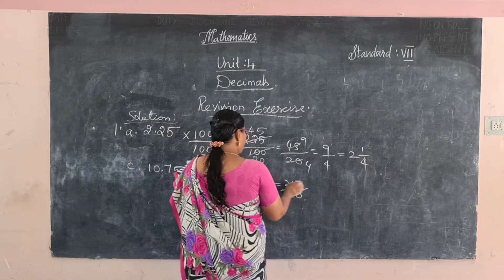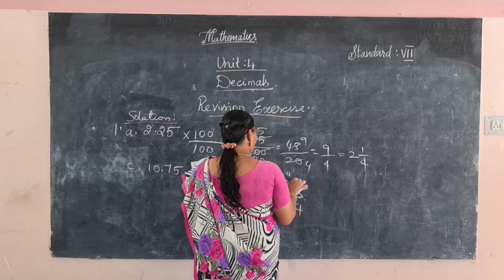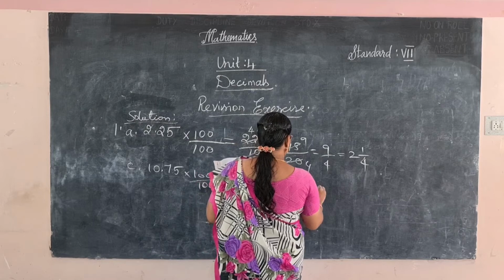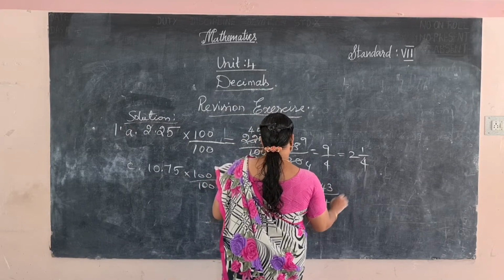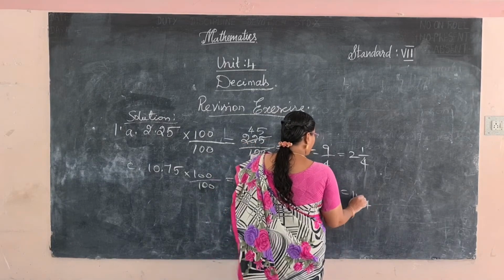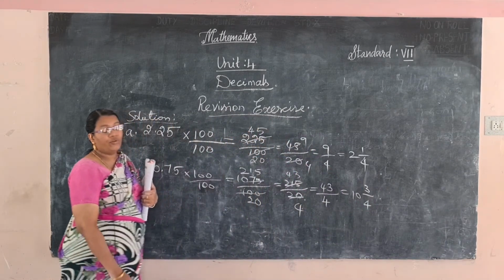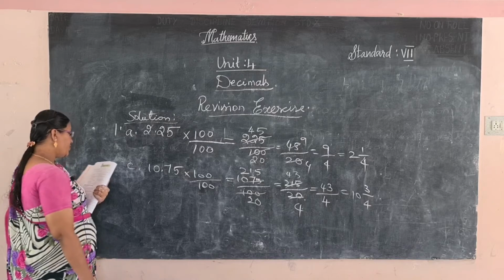It also cancels in the 5 table. 5 fours are 20, 5 fours are 20, 5 threes are 15. So 43 by 4. It can be written as a mixed fraction. 4 times 10 is 40 plus 3. So 10 3 by 4 is the answer for this problem. Okay, now move to the remaining homework problems.